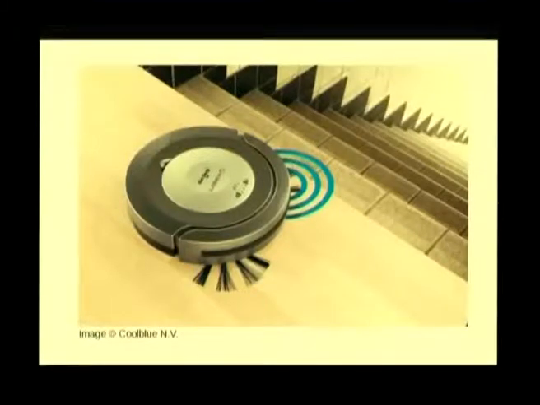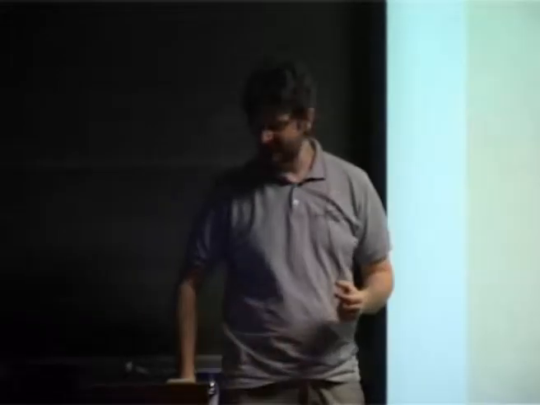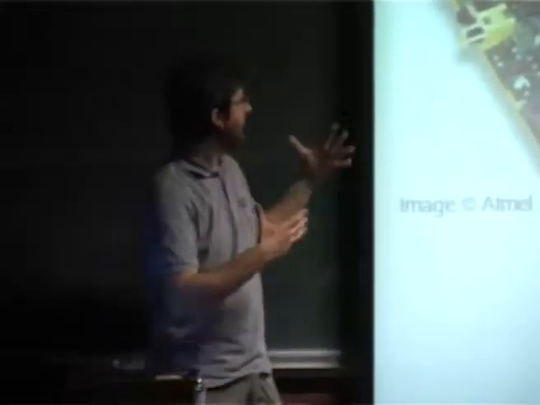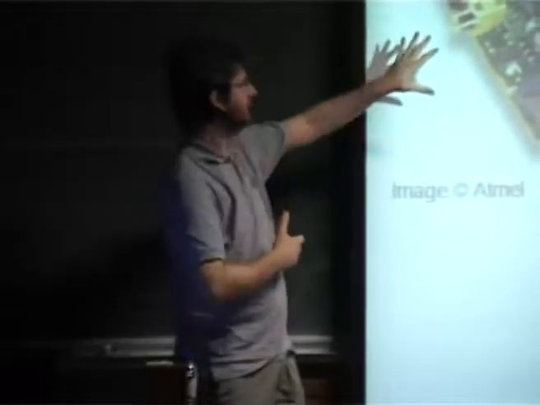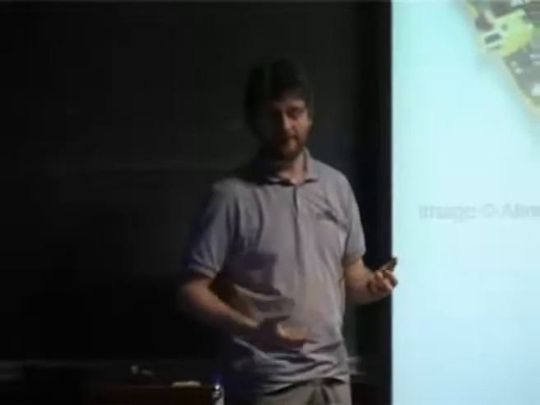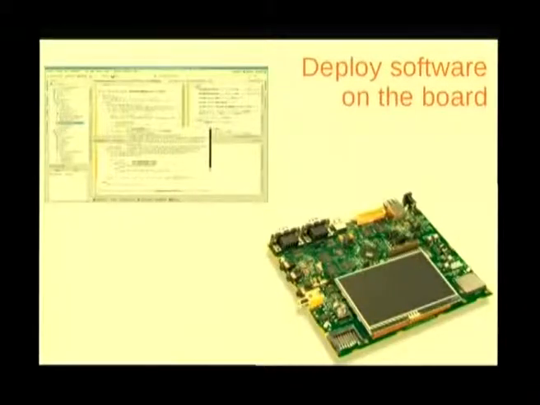We want to design some nice, nifty system like this independent vacuum cleaner robot. But to do that, we have to first develop the system on a development board and develop software on it, of course, application software. So the question is, how do we get our application software on that development board and on the final board?